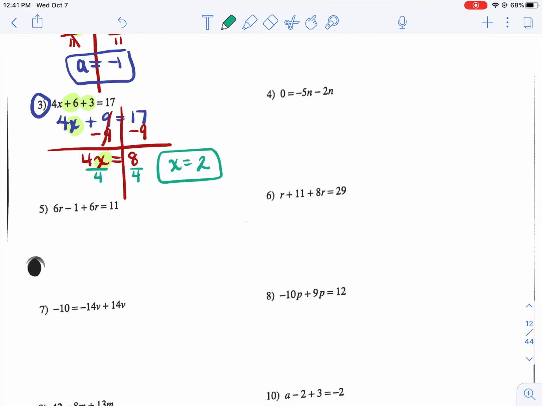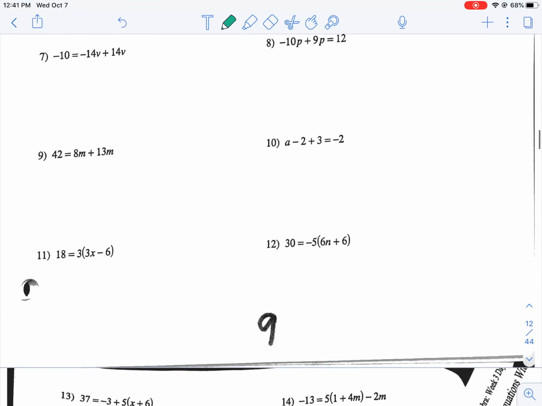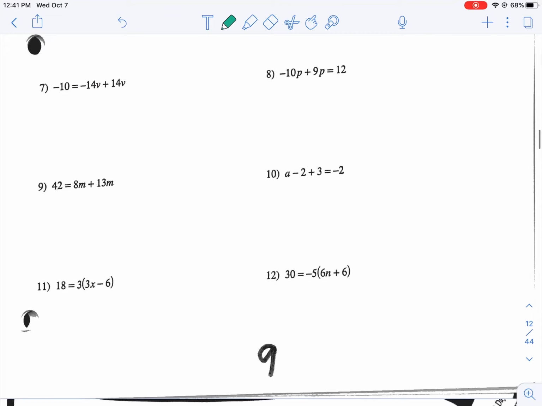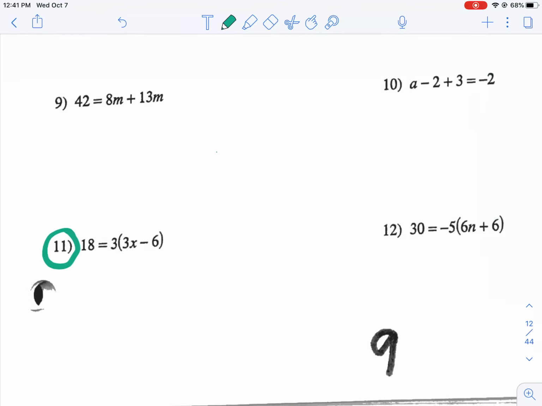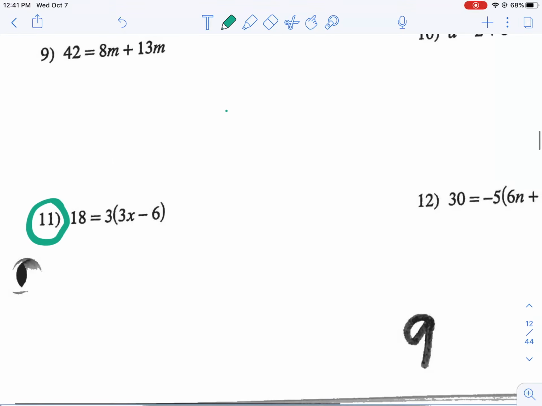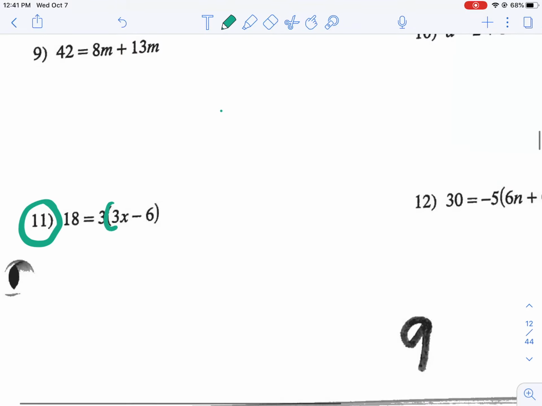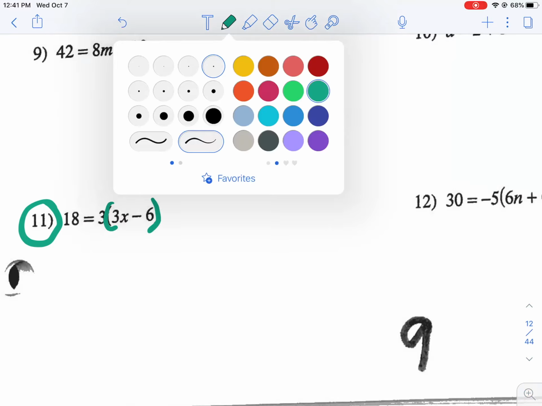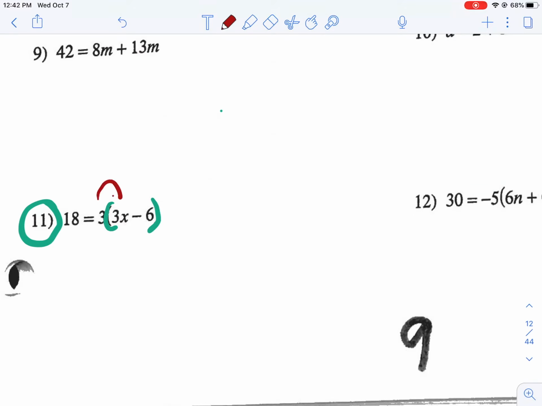Okay, I want to zoom down and try a few that have distributive property, and then maybe we'll go to the next page. If you could scroll down and look at number 11. Number 11 has the distributive property because we have our parentheses here. These are like the rainbows. So I'm going to do 18 equals 3 times 3 is 9, and bring your x along. 3 times negative 6 is negative 18.